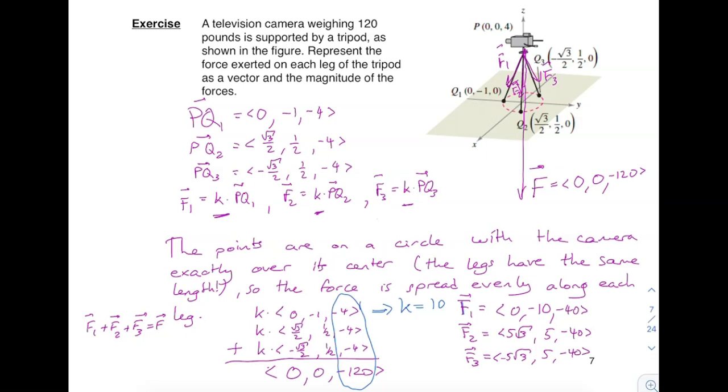And just because we are asked also what is the magnitude of these forces, let's just write what the magnitude of F1, 2, 3 is, because they're all the same. If you calculate that, it's 41.23. So the force is given in pounds in this exercise. So that's it.